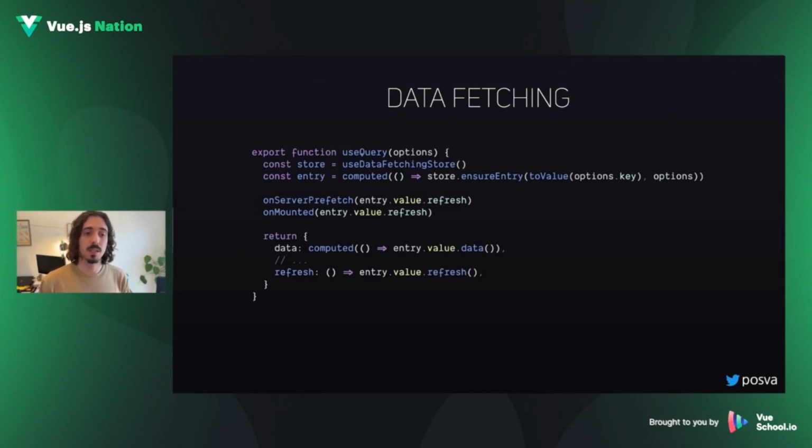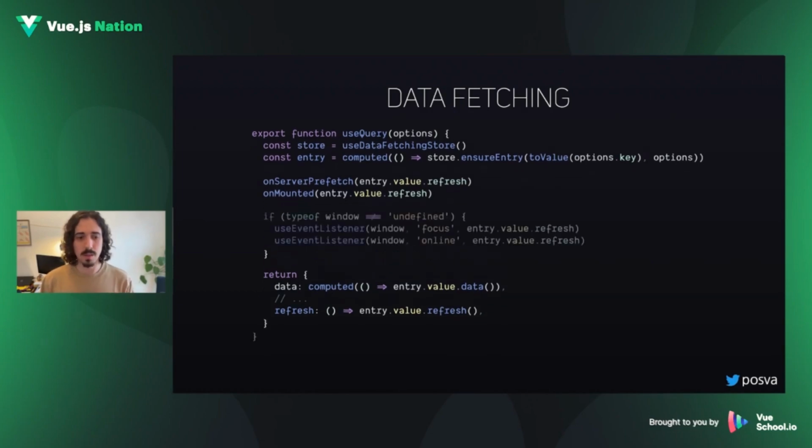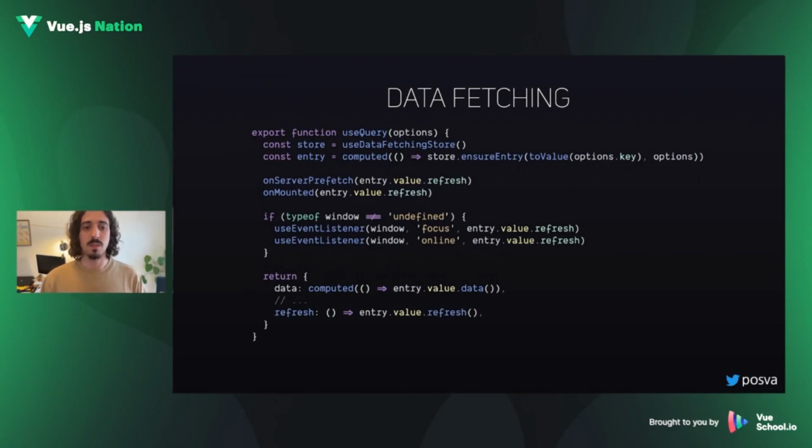For example, unmounted, on-server prefetch, which are specific to components. And this also allows us to use other APIs. So for example, we could define event listeners for focus, online, or visibility change to refresh the data, so to trigger a refresh on the data fetching if it's stale. And then everything else is pretty much the same. This is just an example, it's not a real reference, but of course we can go way more complicated.